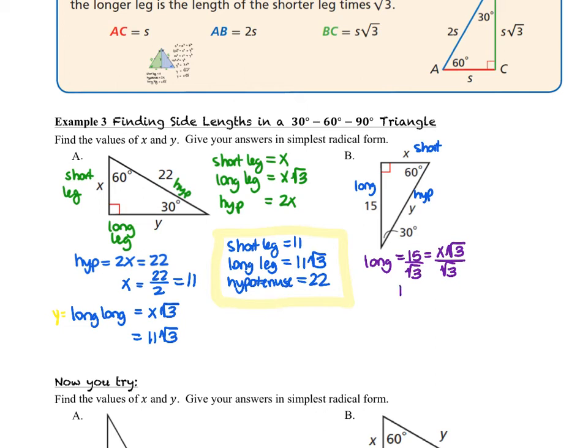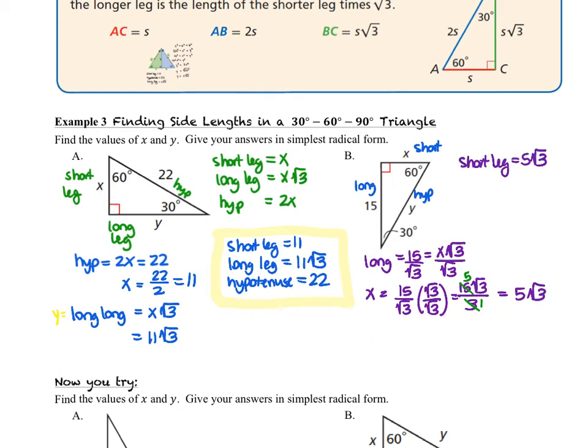And then we need to rationalize that denominator. So 15 over square root of 3 times square root of 3 over square root of 3 is going to give us 15 root 3 over 3. That, of course, can be simplified because 3 goes into 3 once and goes into 15 5 times. So the length of the short leg is 5 times the square root of 3.